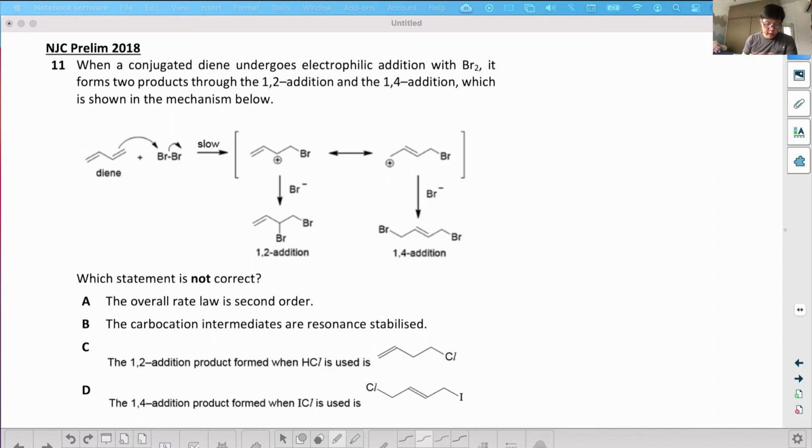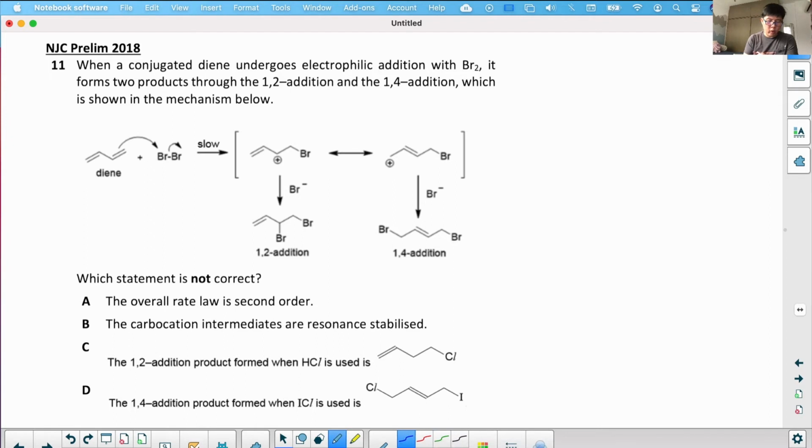Okay, let's look at question 11. Which statement is not correct? So this is an electrophilic addition with bromine. They give you two possible scenarios. So actually when the Br, you can put a Br here, and then you get a carbocation. All right, so there's resonance. Electrons can go here, and you form the carbocation on this carbon, the first carbon. Right, then the Br minus will attack, and you can get a 1,2 or 1,4 addition product. All right, so let's look at which statement is not correct.